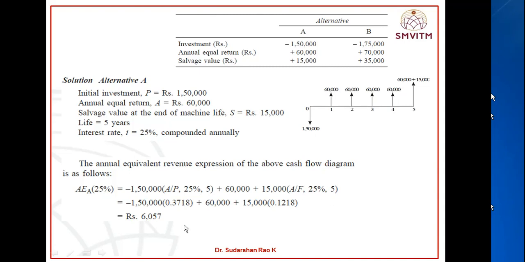You can take the factor values from the discrete interest factor table. A by P 25% 5 is 0.3718. Then A by F 25% 5 is 0.1218. So for alternative A, the annual equivalent revenue is 6,057. 6,057 is the annual equivalent revenue from this cash flow.